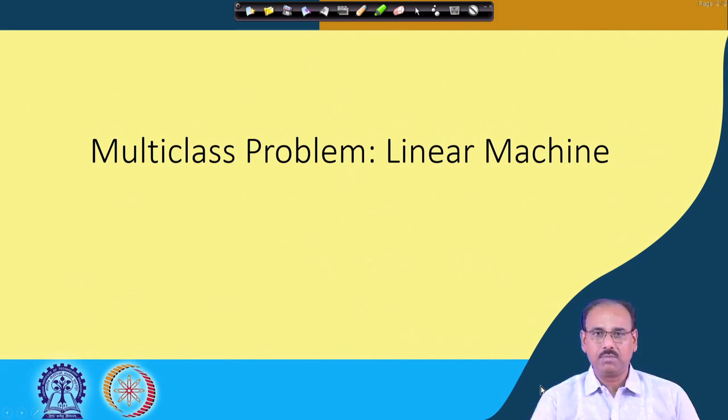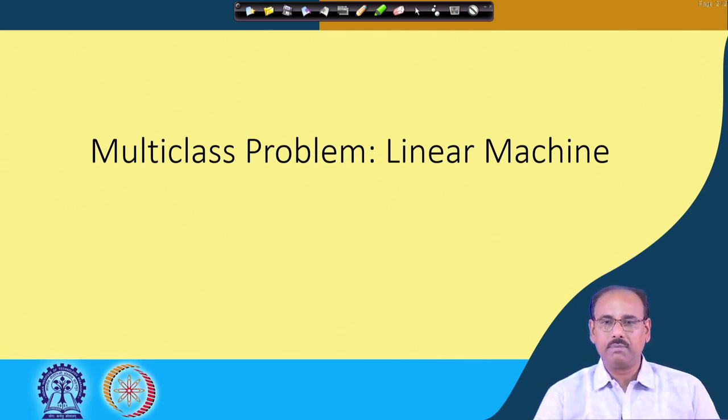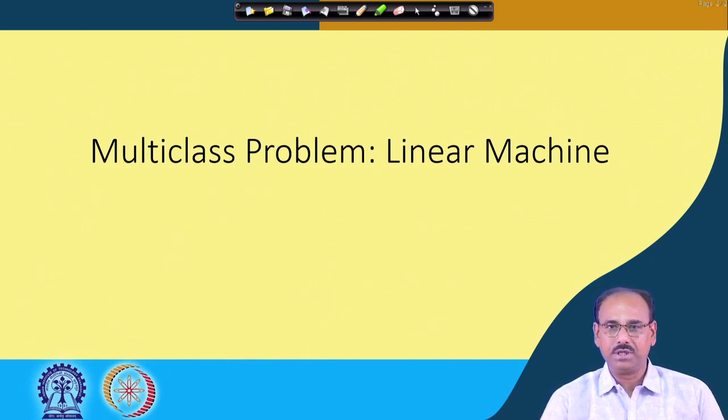As you remember from the previous class, a linear classifier is usually used in the case of a two-class problem, where we try to find out the boundary between the two different classes, and we design that boundary using the feature vectors or the training vectors given from the two different classes. When it comes to a multi-class problem, we have a linear machine.